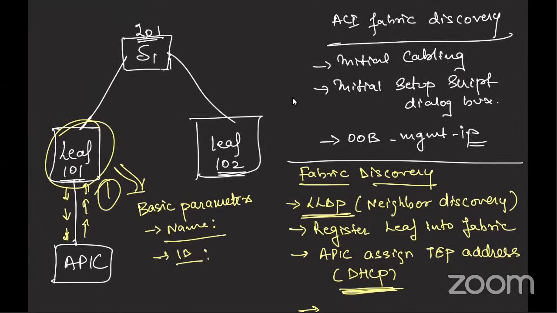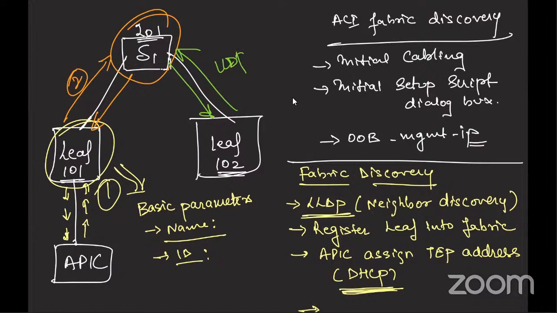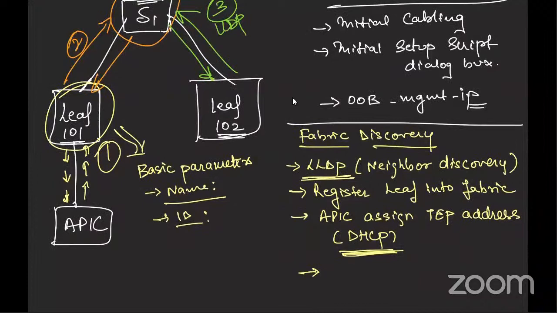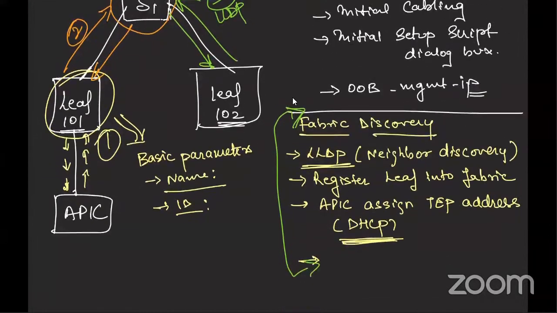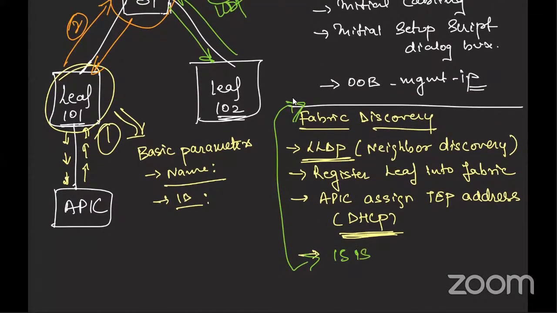Once your leaf one is discovered, your leaf is going to start exchanging LLDP with the spine. Then the spine is discovered, and once the spine is discovered, it will discover the other leaves. It starts LLDP and discovers the other leaf, and for every leaf or spine that is discovered, this fabric discovery happens. After you discover your leaf and spine, the IS-IS process is going to start.